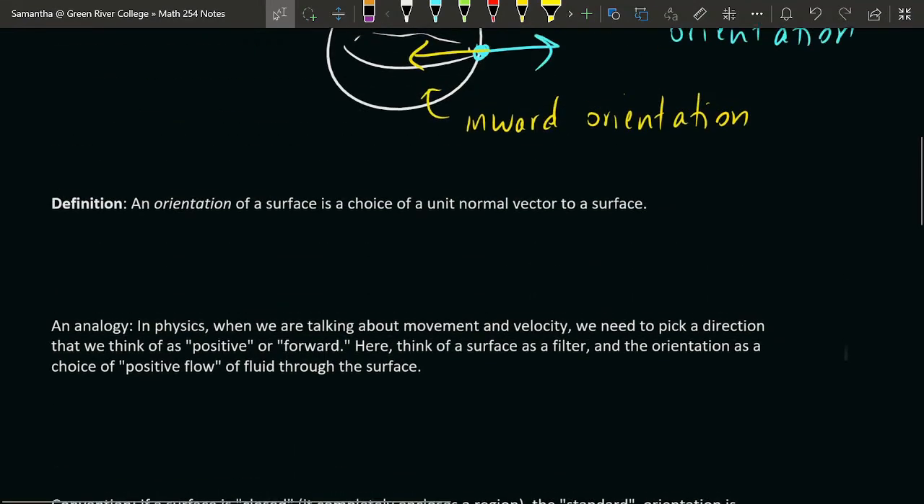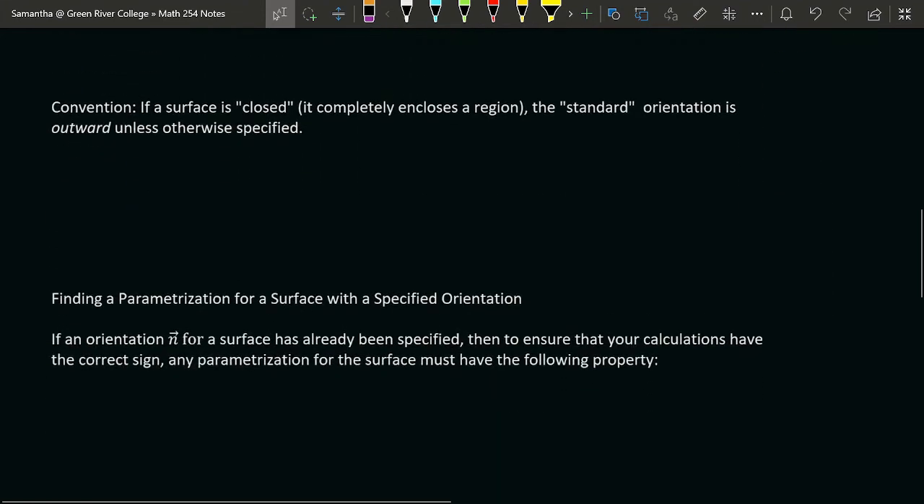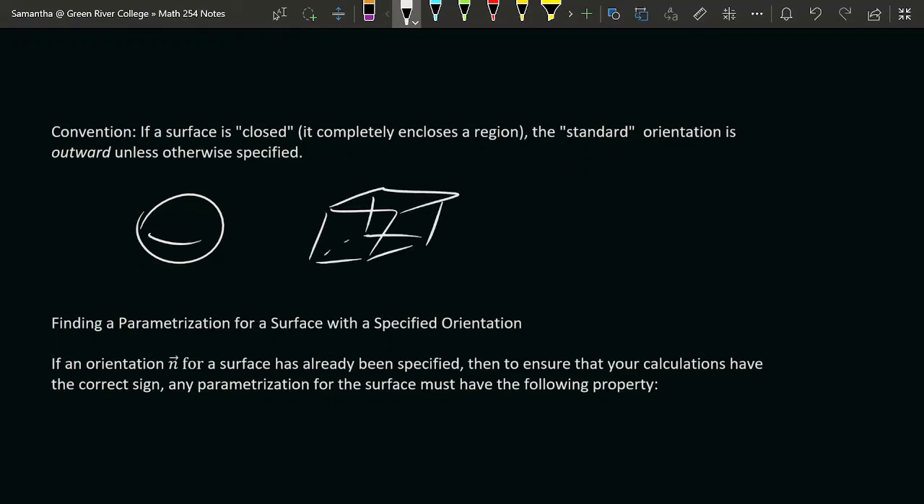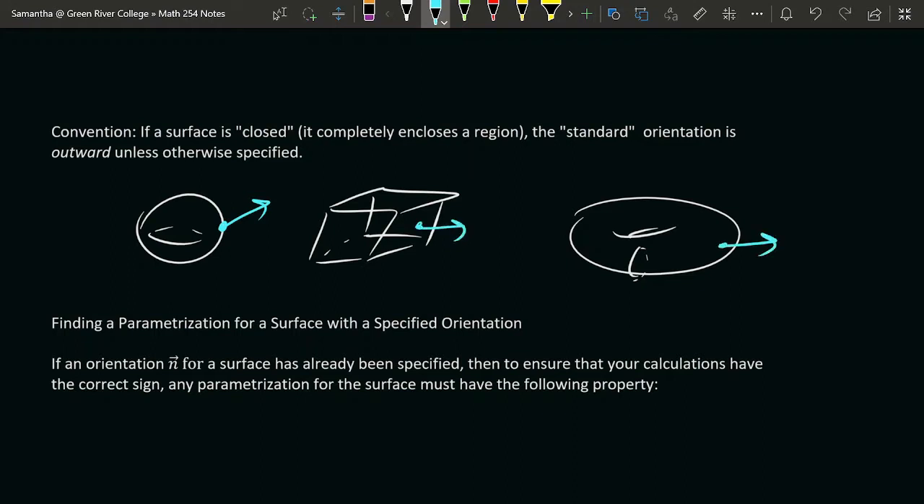Now, in a situation like a sphere, or more generally, if you're dealing with any surface that completely encloses a 3-dimensional region, a sphere, a box or cube, a donut, any surface that completely encloses a region, when in doubt, unless somebody specifies otherwise, the convention is always to choose the outward orientation. Positive flow is out through the surface.